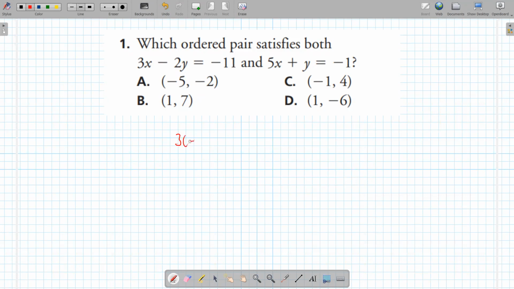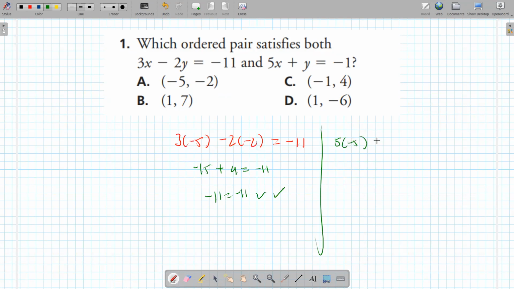So for the first one, you'd plug x as -5 and y as -2 and see if this works. So this is -15 plus 4 equals -11. So that checks out because that's -11 equals -11. Now you do the same thing in the other equation. You'd plug the same point. So you do 5 times -5 plus -2 equals -1. Now you see if that's true. This one doesn't appear to be true because that's -27. So the first option is out, okay? You simply plug the points into the equation.